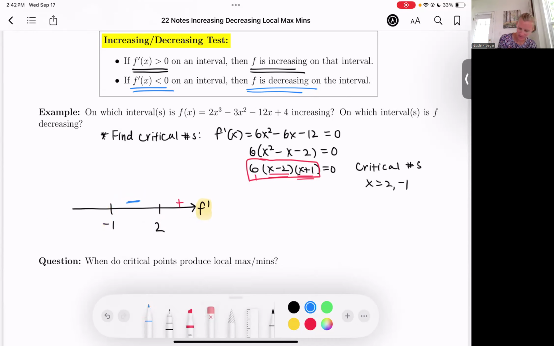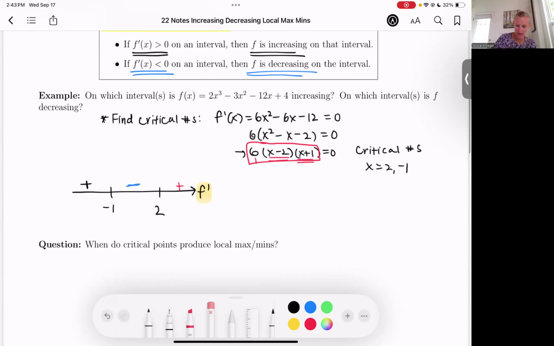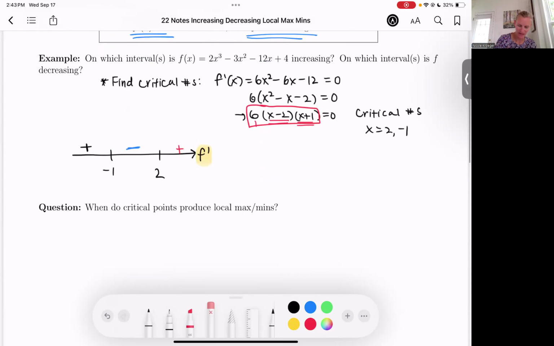And now I'm going to plug in a number less than -1, maybe -2. Okay, I'm going to again look at the factored form. 6 is always positive. -2 minus 2 is going to give me a negative. -2 plus 1 is also going to give me a negative. So I'm going to have a positive times a negative times a negative. That will give me a positive on my sign chart for the derivative there. Okay? So now I can read off of this sign chart what's happening.